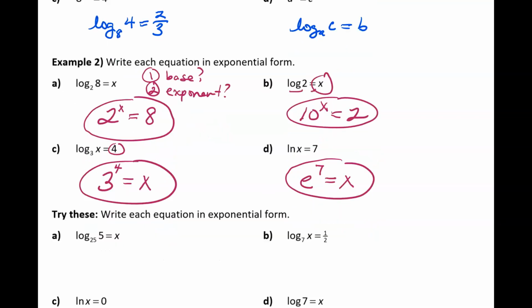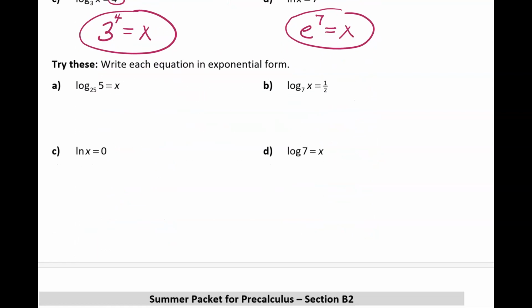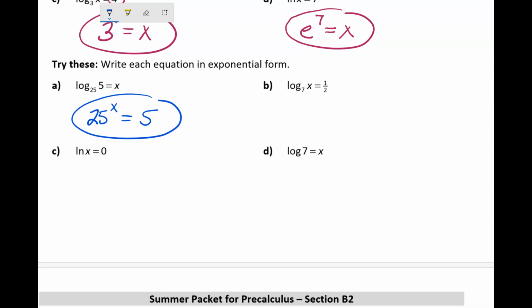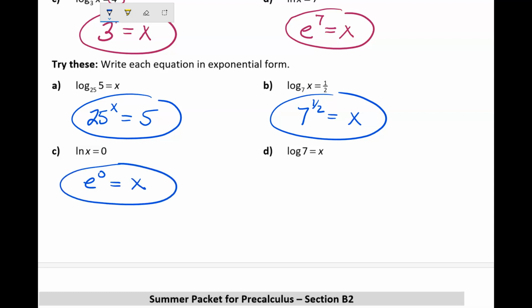All right, now it's going to be your turn to try A below on your own and pause the video. Okay, you should have gotten 25 raised to the x power equals 5. Now try B. This one should be 7 to the 1/2 power equals x. Now try C. This one should be e to the 0 equals x. Now try D. This one should be 10 raised to the x power equals 7.